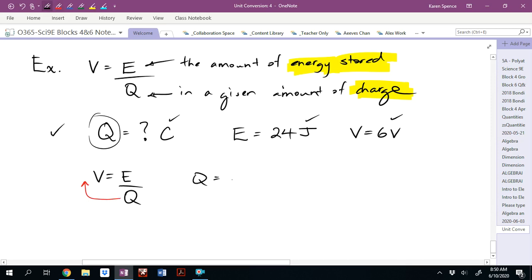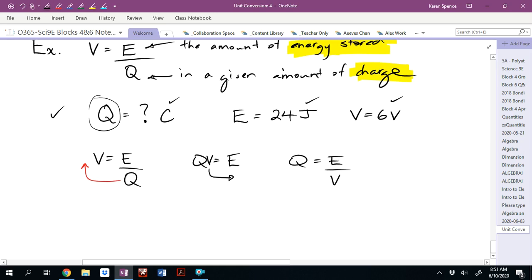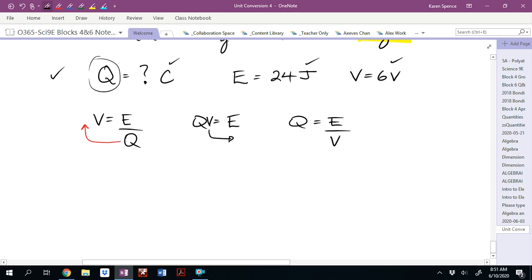So now I have Q is equal to E, and I've got my V here. And so I'm going to bring the V on down to the other side, and I'm going to end up with Q is equal to E over V. I would normally do that in one step. I'd just be like, I bring my Q up and then I bring my V down and I end up with Q is equal to E over V, but there we are. So this is what we're going to be working with.